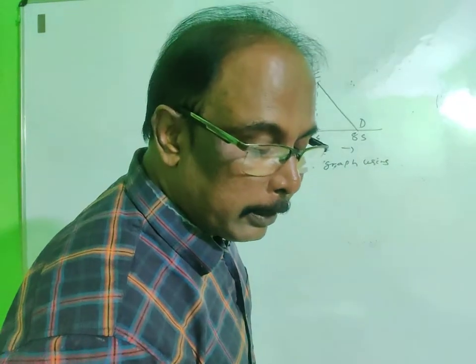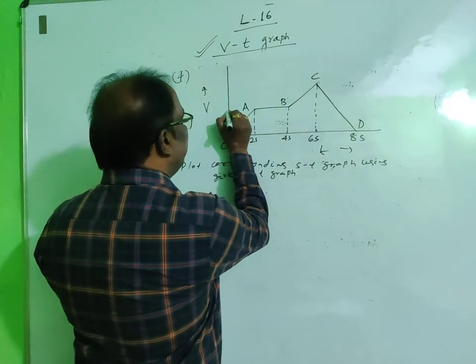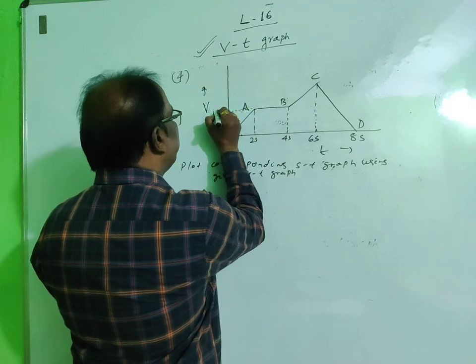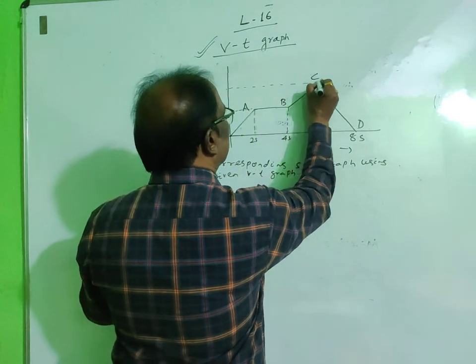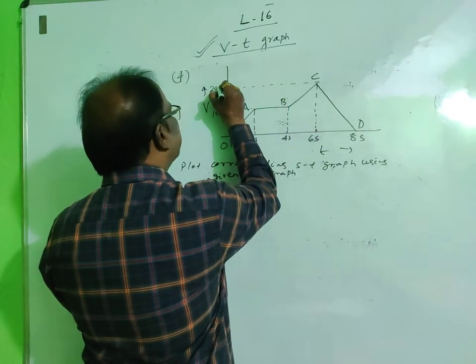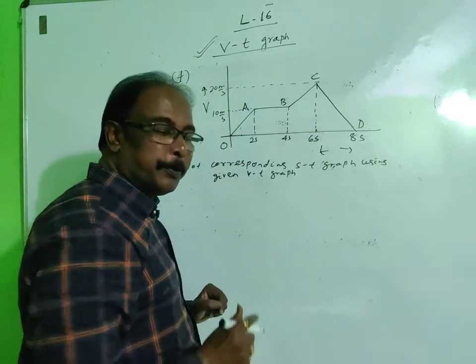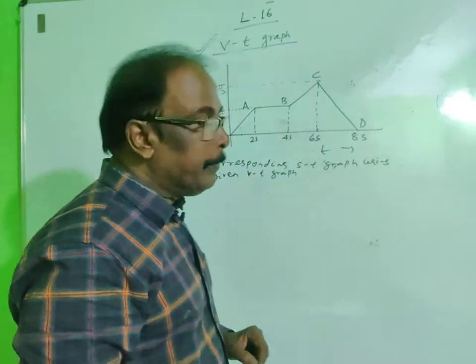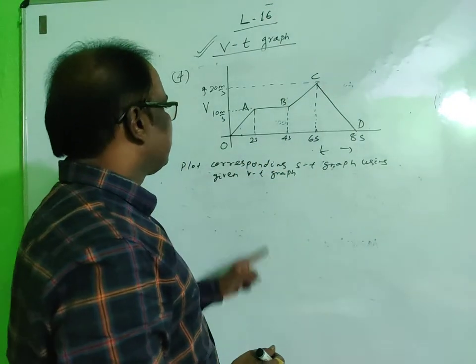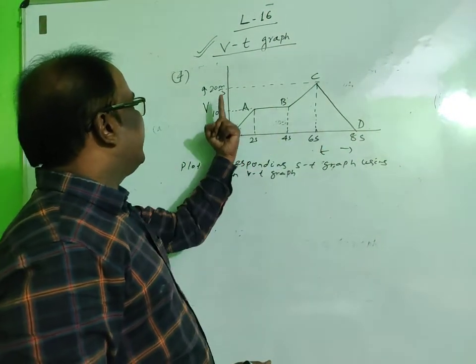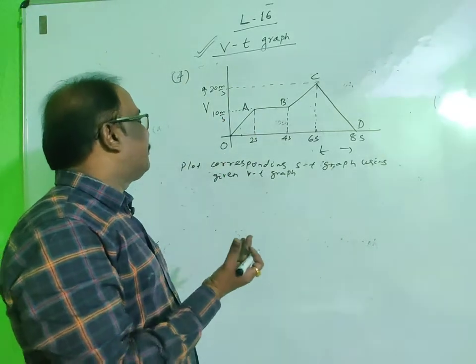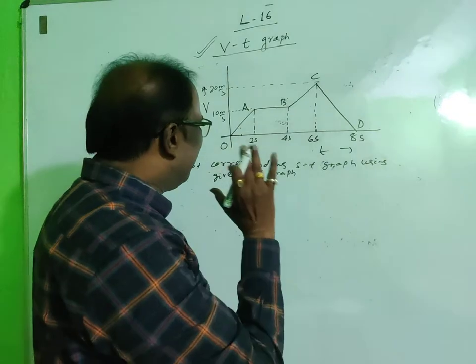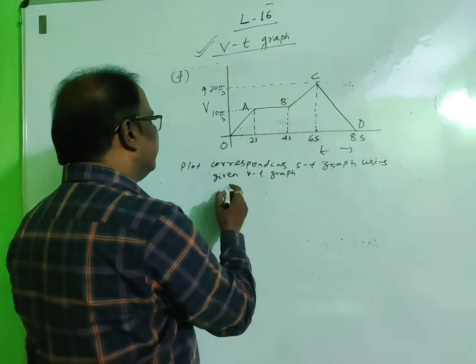Oh, I have not written the data. Here, the magnitude of velocity is 10 meter per second, and here the magnitude of velocity is 20 meter per second, if I am correct. It is asked to draw the ST graph using the given VT graph, from the variation of velocity with time. Let's discuss part by part.